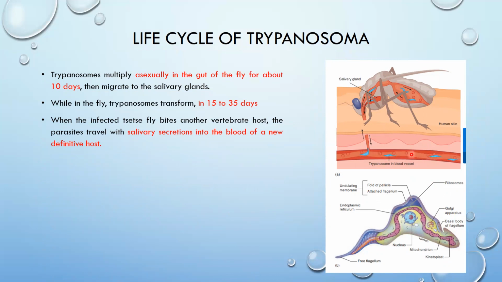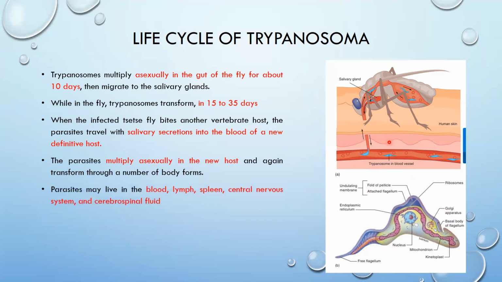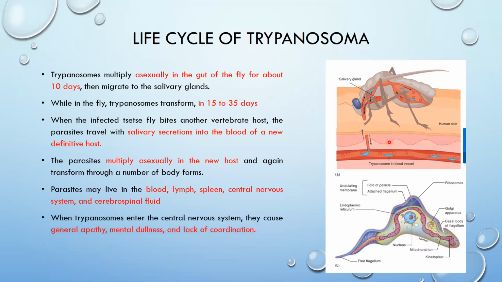As you can see here in the diagram, these are the trypanosomas in the blood vessels of the new definitive host. The parasites multiply asexually in the new host and again transform through a number of body forms. These parasites may infect the blood, lymph, spleen, central nervous system, and the cerebrospinal fluid. When trypanosoma enter the central nervous system, they cause general apathy, mental dullness, and lack of coordination. Sleepiness develops and the infected individual may fall asleep during normal daytime activities. So the trypanosoma usually cause sleeping sickness in humans.